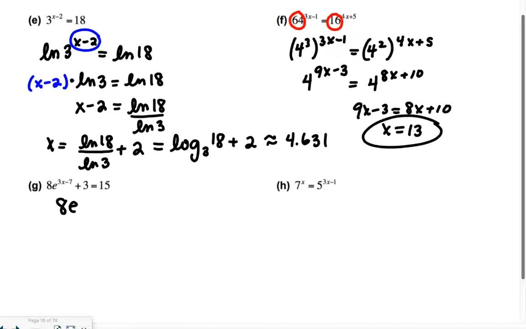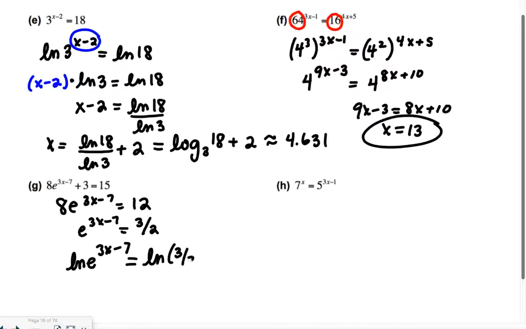Okay, so this next one, I have 8e to the 3x minus 7 equals 12. I subtract the 3 over, I divide by 8. So 12 divided by 8, what's that reduced down to? Divide by 4, so 3 over 2. Now I have it set up in exponential form, like b to the x equals y, a base to a power equals a number. So I can switch from exponential to logarithmic form, you can always resort back to that. Or you can just take natural log of both sides. And this one's particularly nice with natural log, because natural log and e cancel each other out, right?